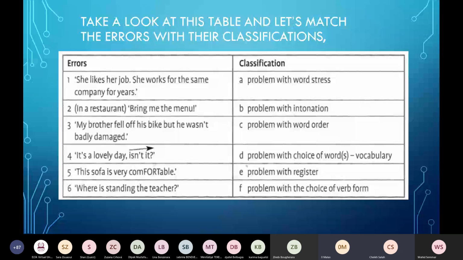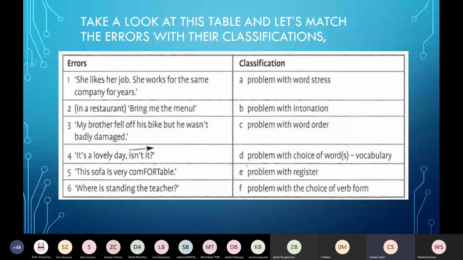Okay. And number 5, this sofa is very comfortable. It's with the word stress. Absolutely, because the way it is written here, it is written for us to pronounce it wrongly. So the problem is basically pronunciation, and it is pronounced incorrectly. It's an error made by many students actually.